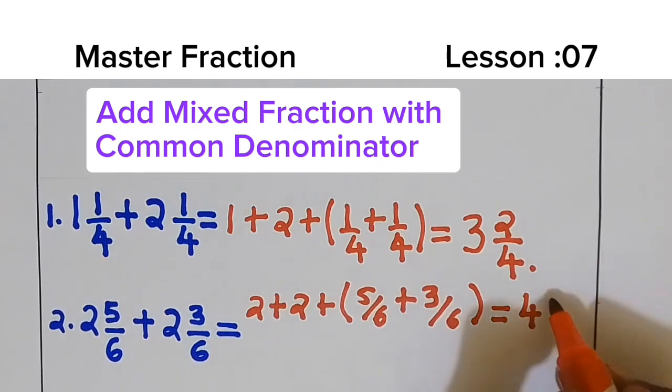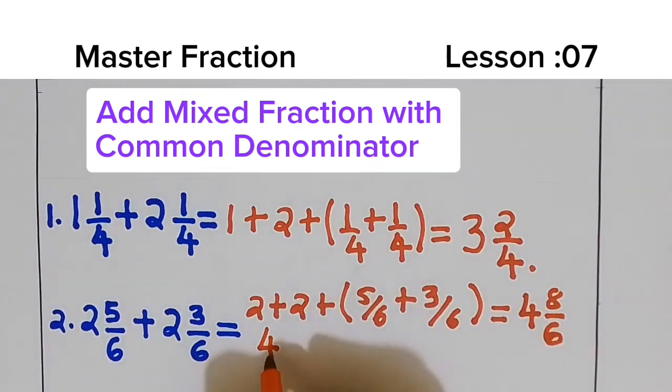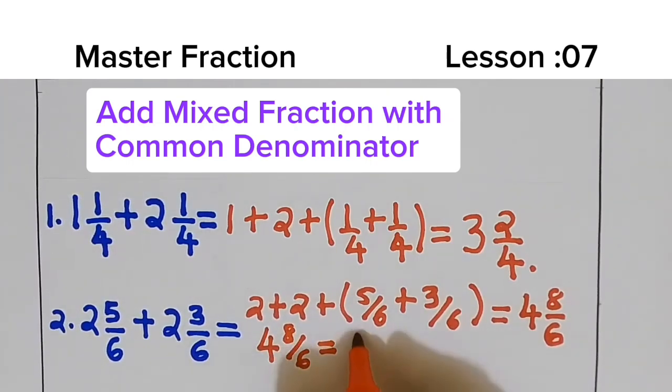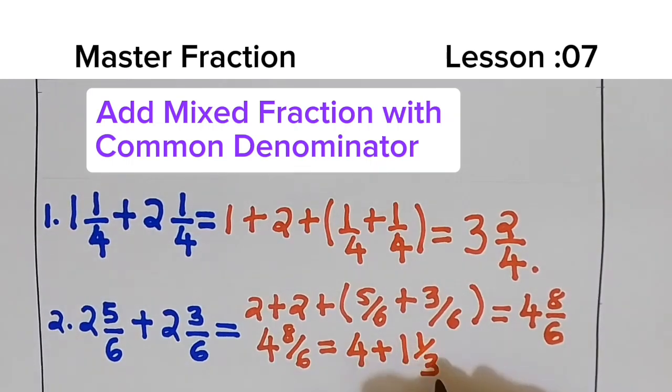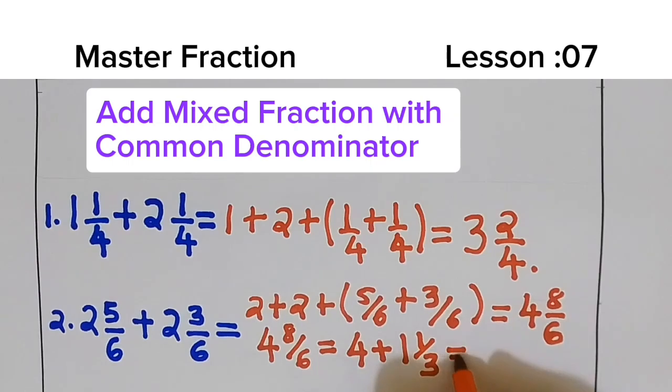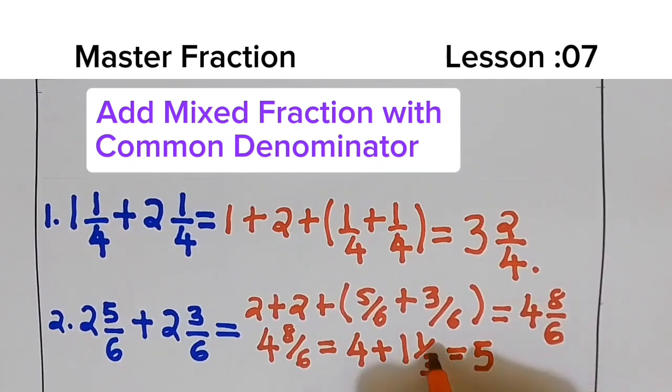We get 8 over 6. So 4, and 8 over 6. This is the same as the whole number 4. But 8 over 6 is the same as 1 and 1 over 3 in mixed number. I'll take the whole number plus the whole number. We're going to get 5 and 1 over 3.